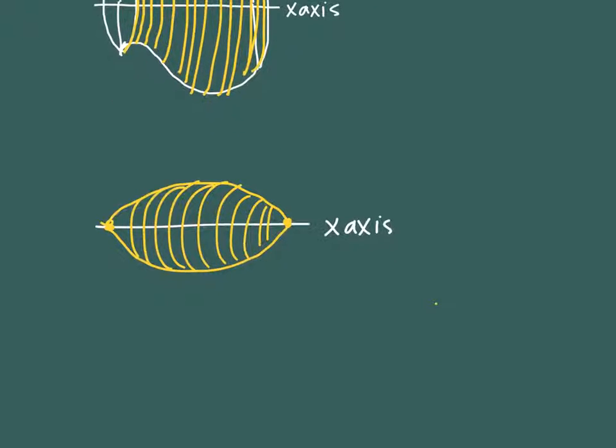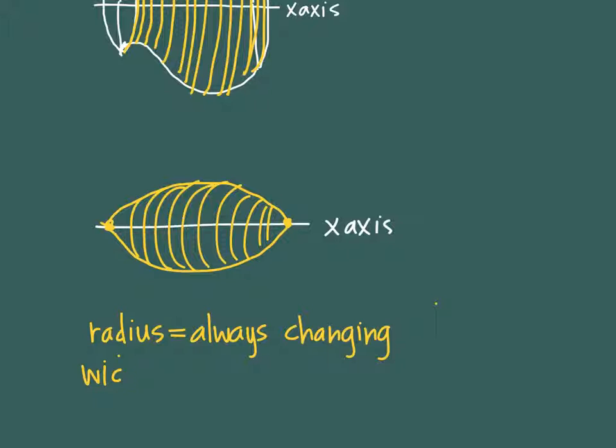The radius is always changing. And so that's one thing we have to keep in mind, that the radius is always different as we move across the shape. What stays the same about every single slice? What would stay the exact same? The thickness of the slice. It's like if you take a bunch of coins together, all of the pennies have the same thickness. So the width of each one is always constant.